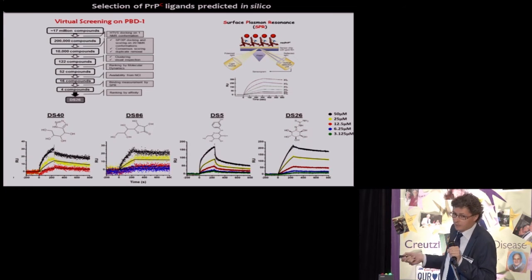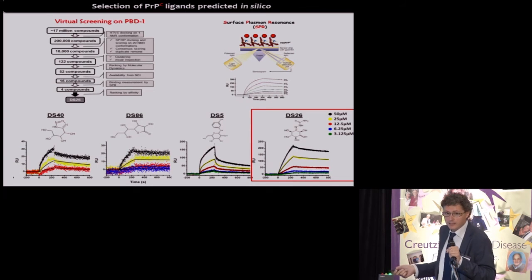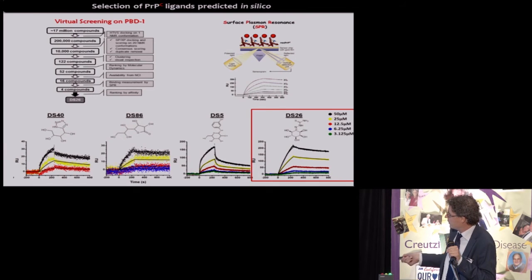Surface plasmon resonance was our primary screen. We came out with these four molecules. DS is for drug screening. We're not fancy in giving names in this case. Among these four small molecules that apparently were able to bind PrPC, we picked the last one, DS26, which seemed to be binding at a very interesting affinity as a starting compound. In fact, its affinity for PrPC was sub-micromolar.